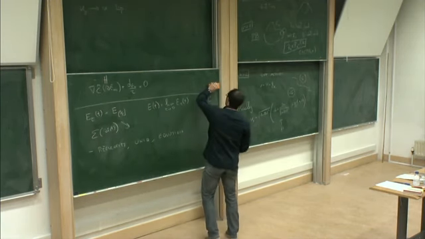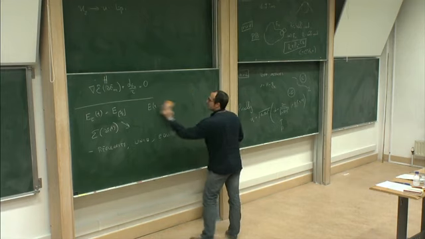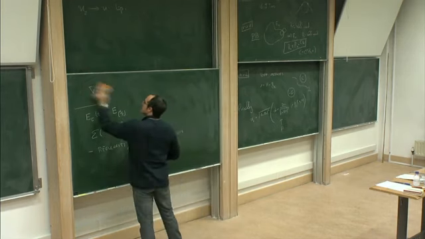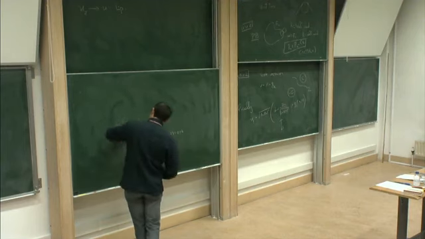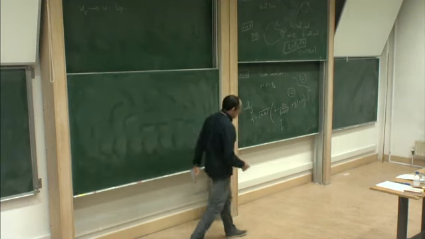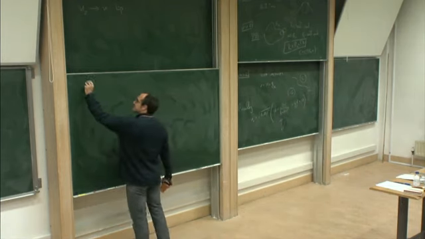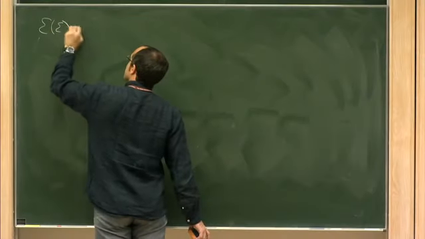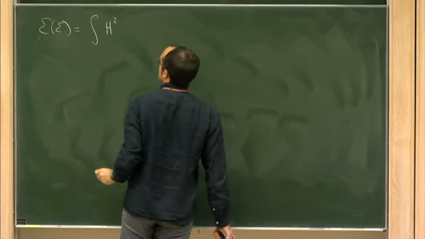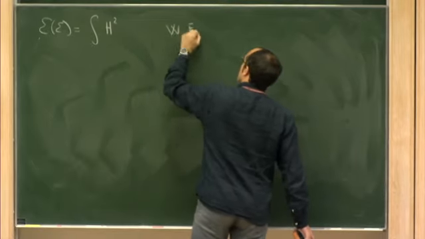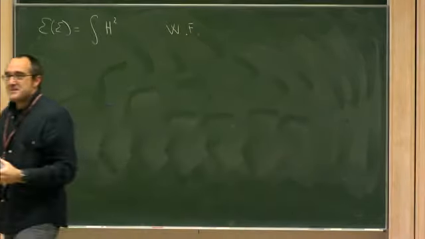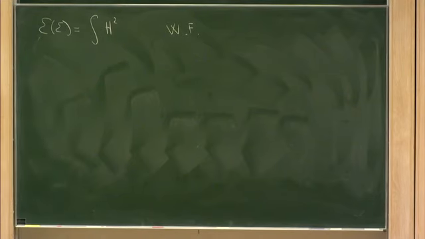So now, since we have the last 10 minutes, I want to comment on the Willmore flow. The energy of sigma is now the integral, let's say, of H squared, and this gives the Willmore flow. Basically nothing is done here in this respect, but I think that this method could be useful to generate weak solutions also for this flow.